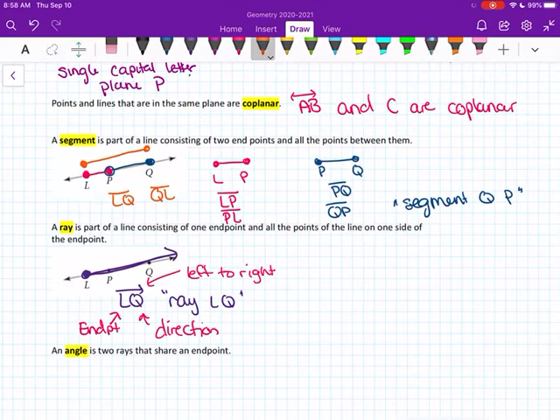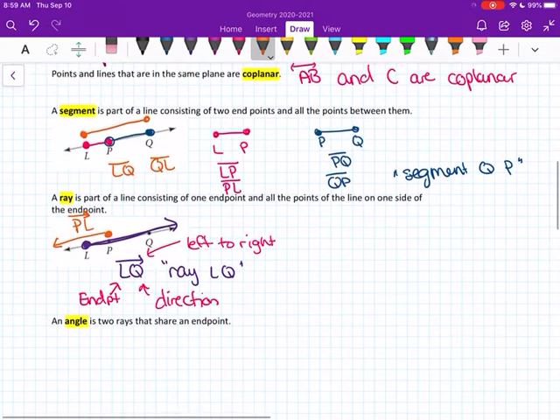Okay, so I can pick a different ray on that line. Let's say I wanted P and I shaded this direction. So that orange ray there would be ray PL, because the endpoint's first, and then I went in the direction of L. Okay, and remember my arrow on the top always goes from left to right.